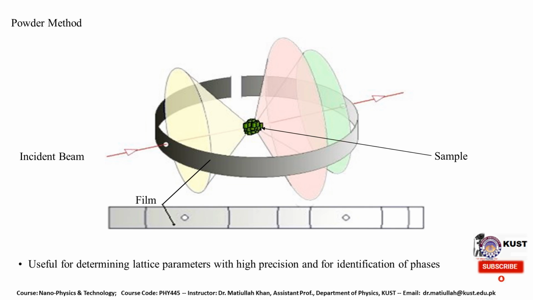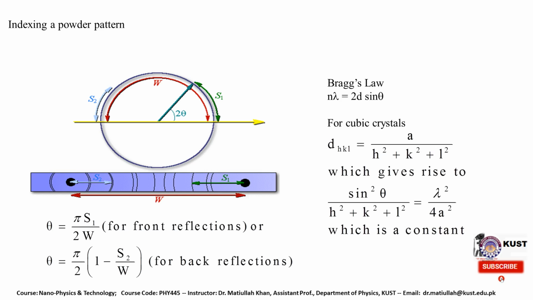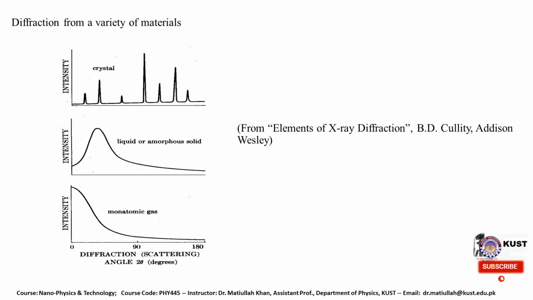The incident beam falls on a sample that is present in between the films. The diffracted beam is collected at the film, and when we investigate the diffracted beam, we can get information out of that. So we can index that particular pattern using standard techniques, and for that we use the angle 2 theta instead of theta. Just like when we are using Bragg's law, n lambda is equal to 2d sine theta, and the spacing for a cubic crystal should be d equal to a divided by the square root of h square plus k square plus l square, where h, k, l are the indices of the planes, and from that we can get the lattice parameter.